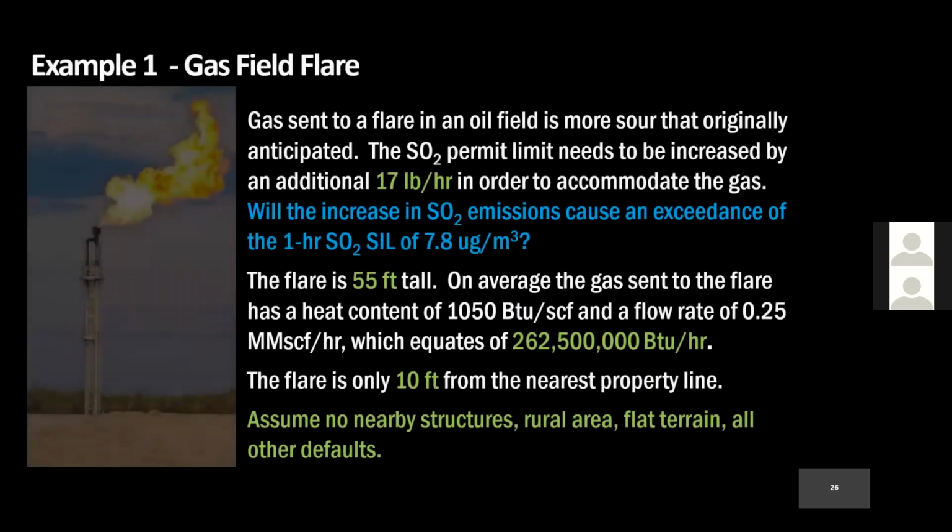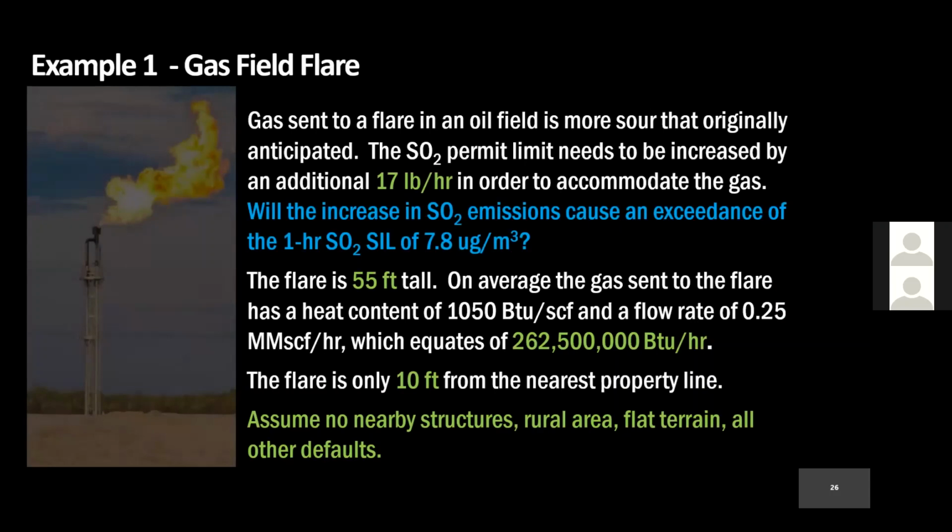Okay, so this is our example number 1, and it is for a gas field flare. So in this case, gas sent to a flare in an oil field is more sour than originally anticipated. The SO2 permit limit needs to be increased by an additional 17 pounds an hour in order to accommodate the gas. Question: will the increase in SO2 emissions cause an exceedance of the 1 hour SO2 NAAQS of 7.8 micrograms per cubic meter?